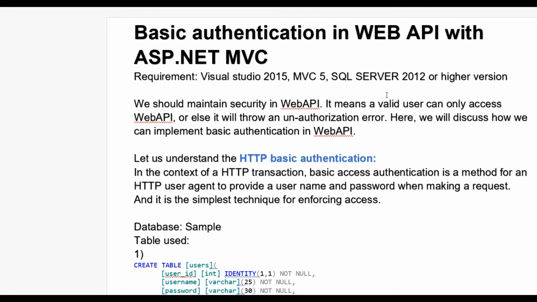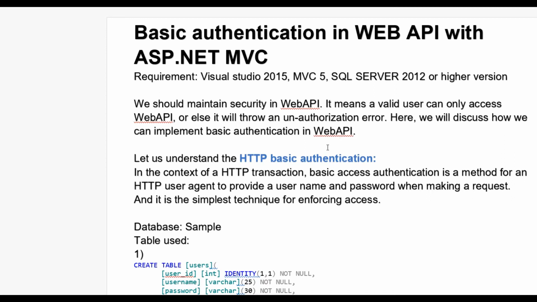Why do we use basic authentication? Let us see. We should maintain security in Web API. It means only a valid user can access the Web API, or else it will throw an authorization error. Here we will discuss how we can implement basic authentication in Web API.